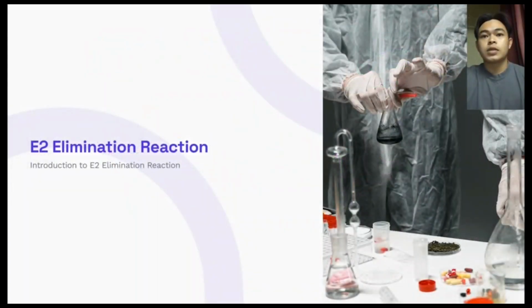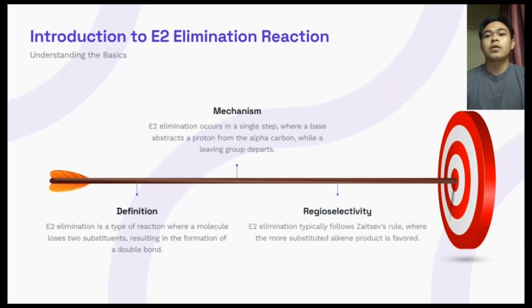My name is Haziq bin Kasmani. Today I will present to you about E2 elimination reaction. Okay, E2 elimination reaction is defined as a type of reaction where a molecule loses two substituents, resulting in the formation of a double bond or alkene.